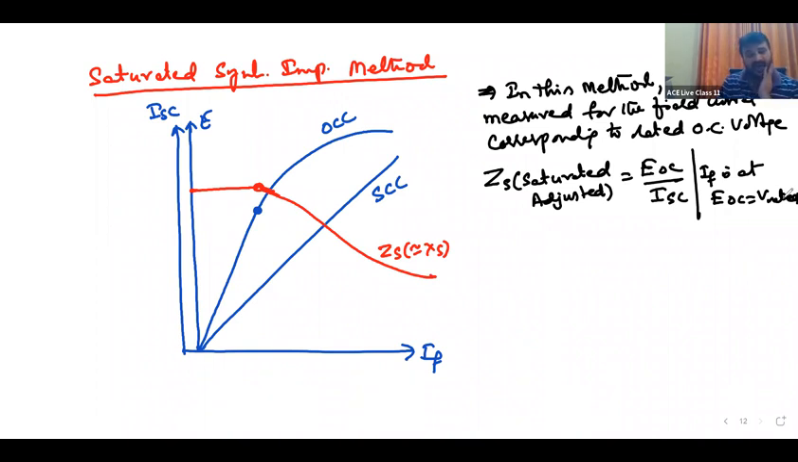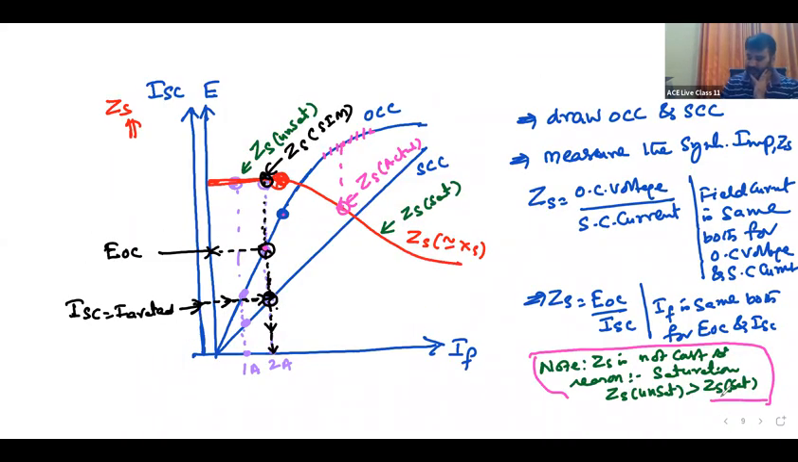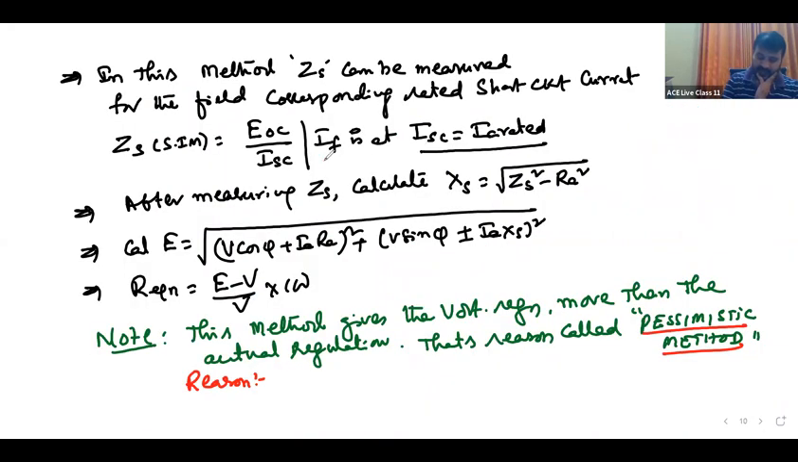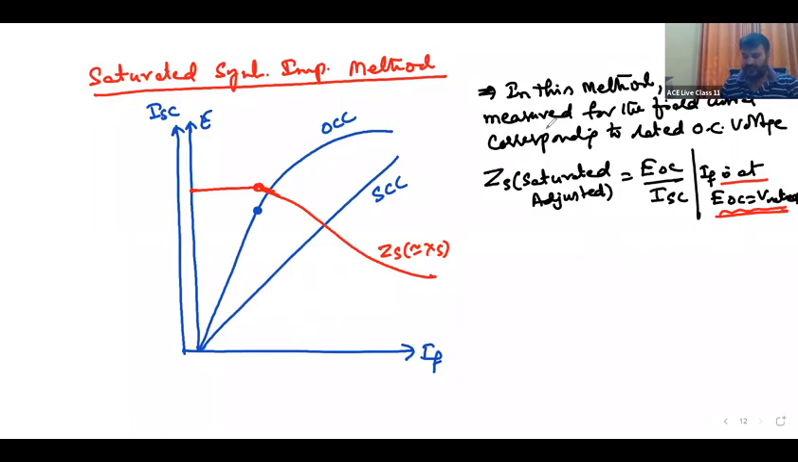Earlier we took the field current IF at IS equal to IA rated. Are you getting the difference? Now it is IF at EOC equal to V rated. Here the rated current was the reference, and in the next one the rated voltage is the reference.